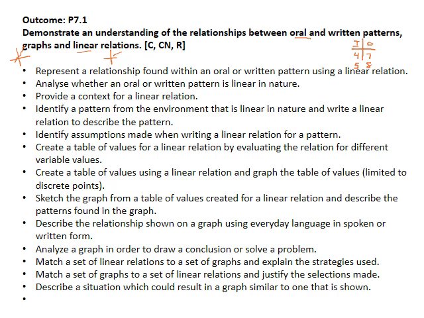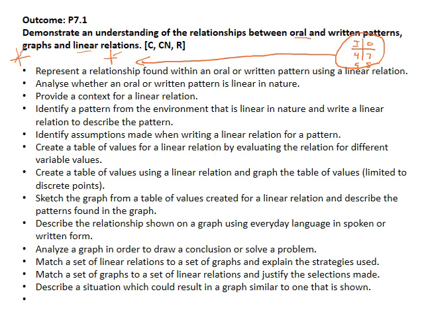Okay, so the indicators, there's tons of them here. Just remember, we only need to really be good at about 3 of them. And a lot of them are very similar. So this looks like it's a big outcome, but it's really going to be just fine. So represent a relationship found with an oral or written pattern using a linear relation. So taking this information and putting it into that graph. So we're actually going to do one of those in a minute.